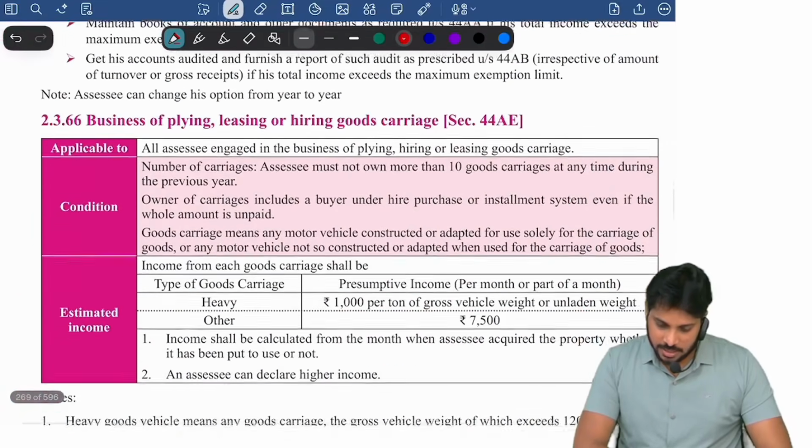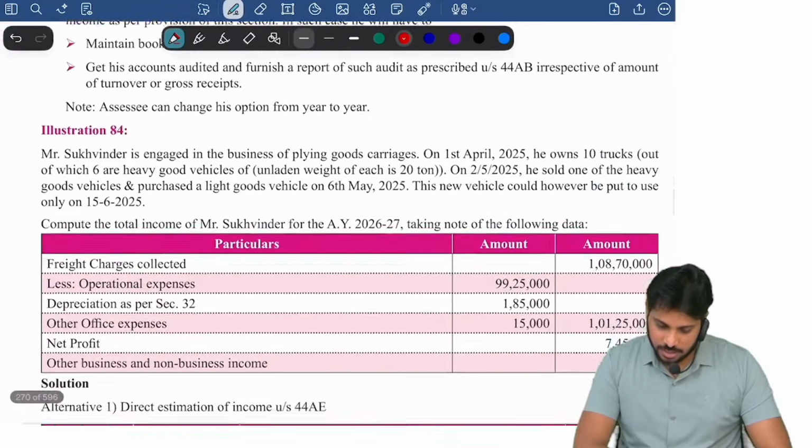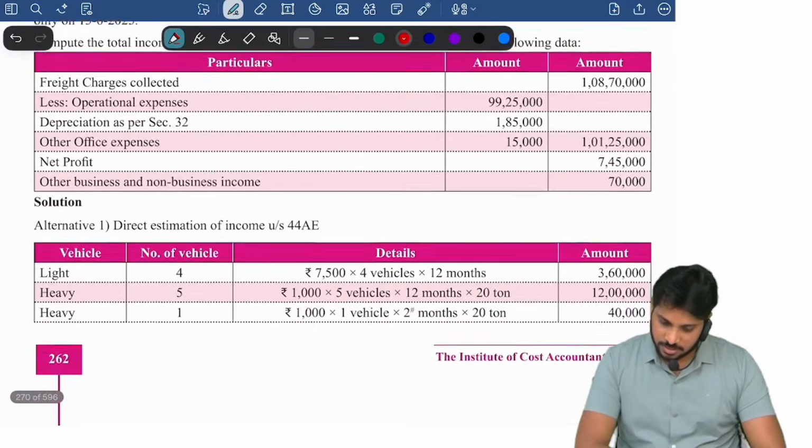Then AE related, AE related is given. I think on AE a problem might be there. Yeah, it's okay. Fine. Shall we?